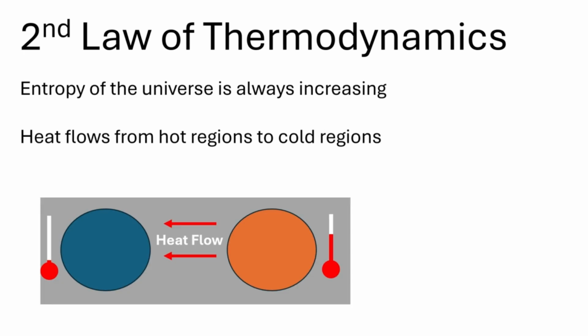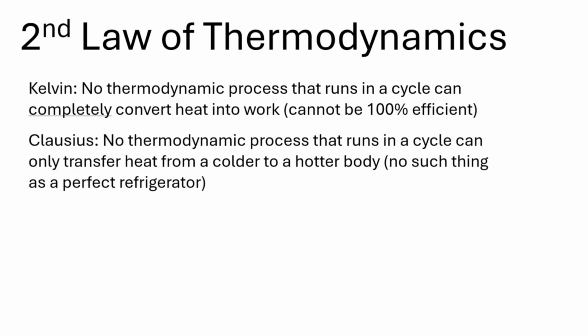The second law of thermodynamics is entropy. It states that the entropy of a system and its surroundings will always increase, and as such, the entropy of the universe is always increasing. A more simplified version of this is that heat will flow from a hot region to a cold region. The two common formulations of the second law are Kelvin's and Clausius's approach.